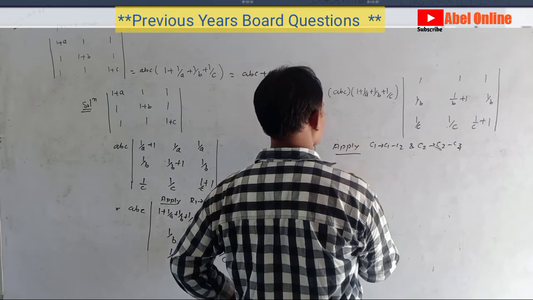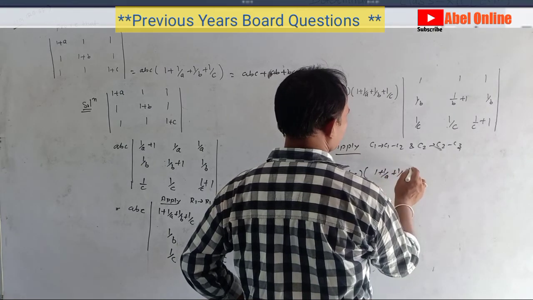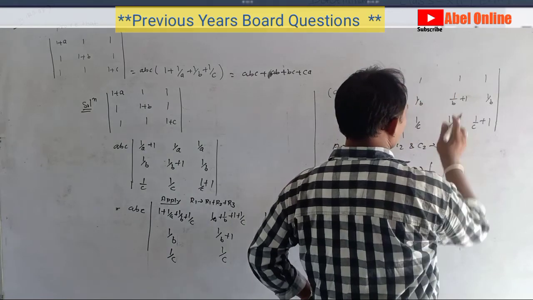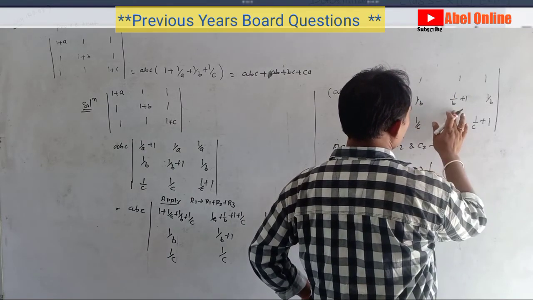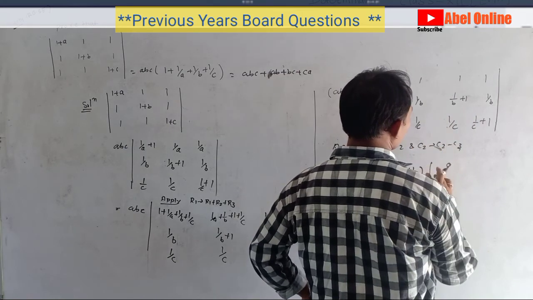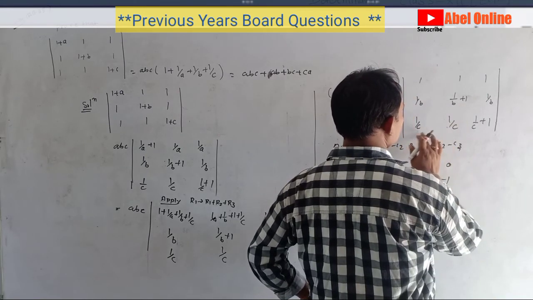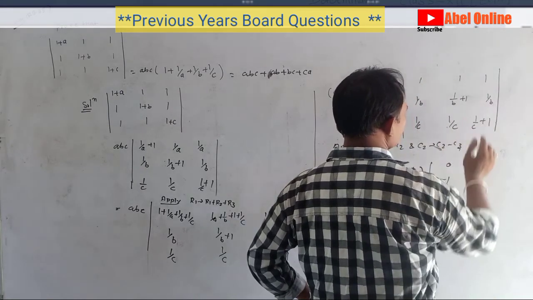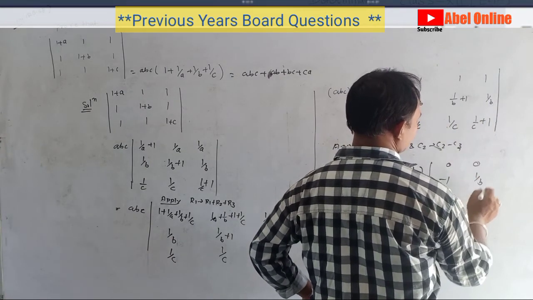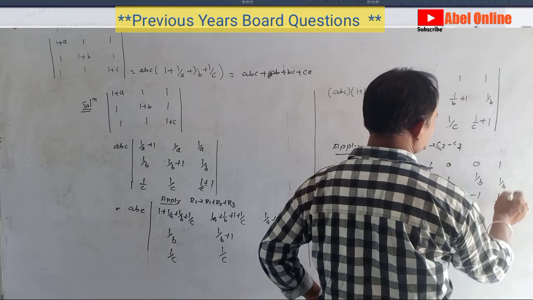Let's see what happened. It is abc times 1 plus 1 upon a plus 1 upon b plus 1 upon c, and here it is 0, 1 upon b minus this, so C2 minus C3. So 1 upon b minus 1 upon b is 0, and it is minus 1. It is 1 upon c minus, it is 0. What about here? It is 0. It is 1 upon b and it is minus 1. And it is the same 1 upon b, 1 upon c plus 1.